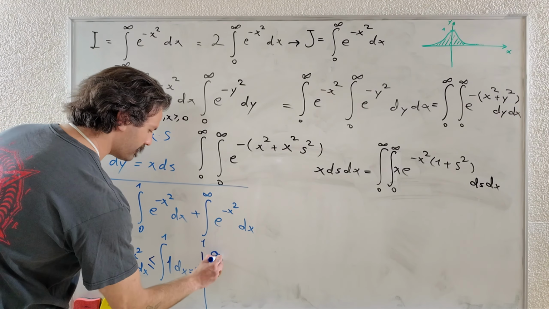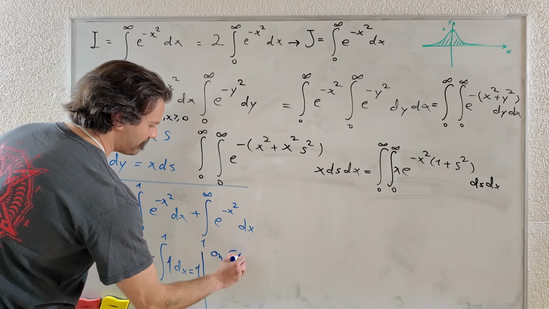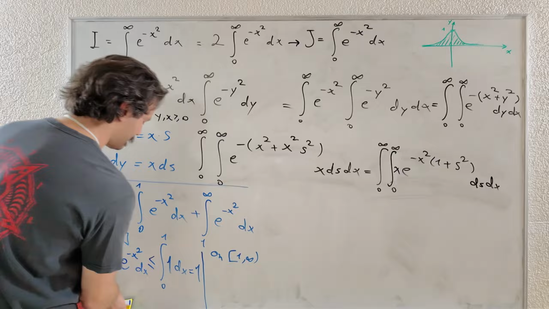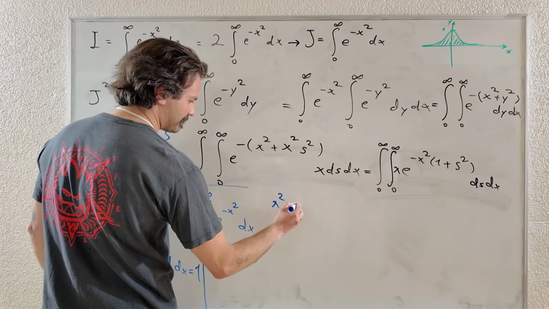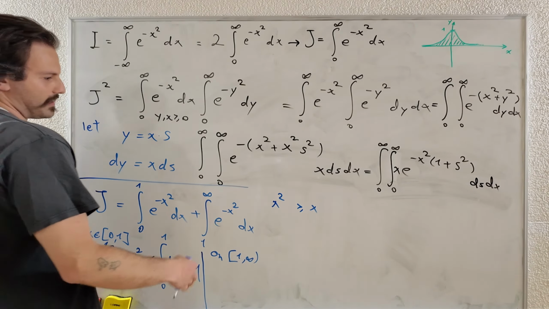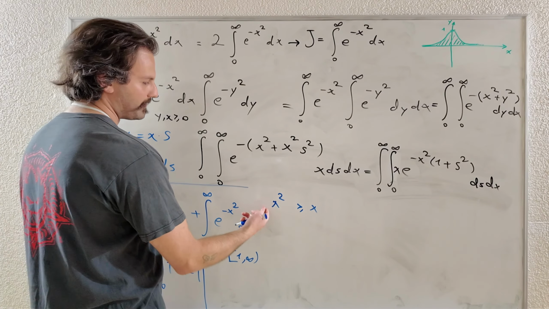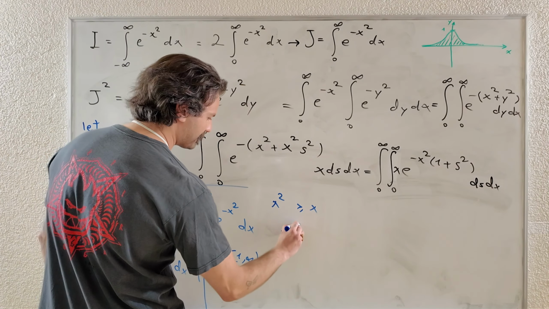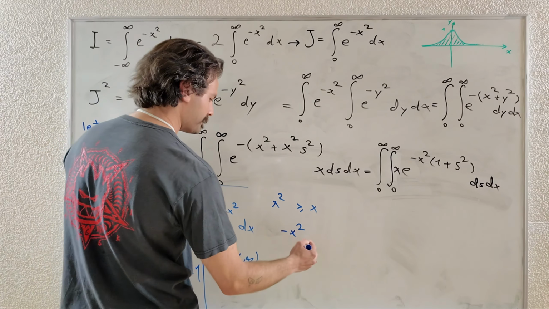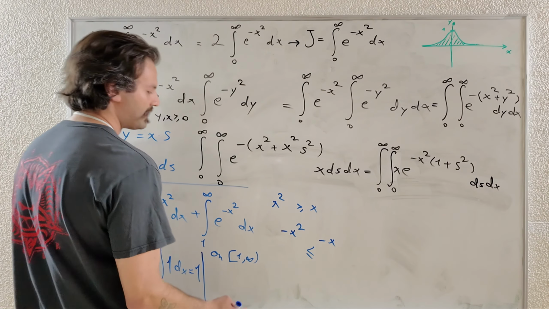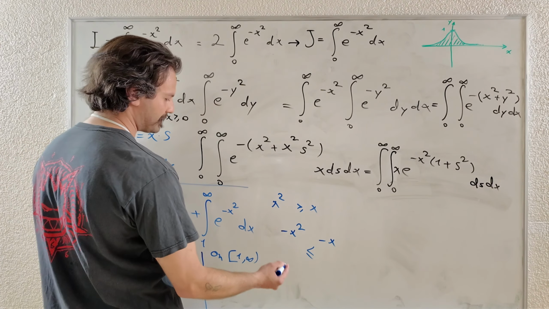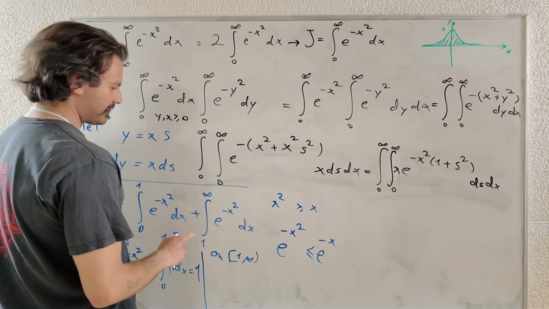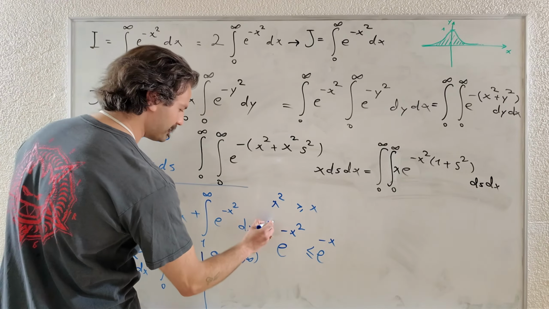We know that on the closed interval from 1 to infinity, x squared is greater or equal than x, right? And if we multiply this by a negative, then we have to flip the inequality sign. So this gives us minus x squared is less or equal to minus x. And we can take these two as the exponent of the same base, right? And let's take the integral from 1 to infinity of both sides.